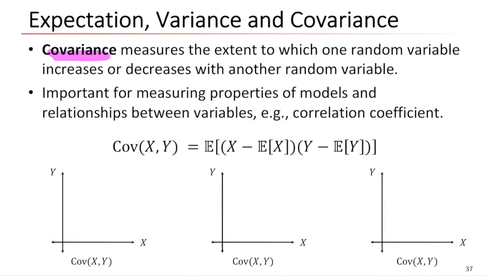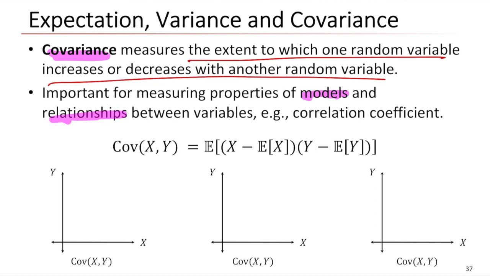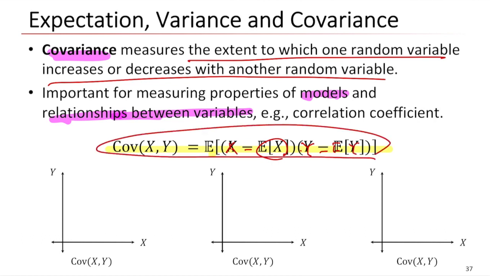So the final one is, what is the covariance? Covariance measures the extent to which one random variable increases or decreases with another random variable. What does that mean? Actually, covariance is very important for measuring the properties of models and the relationship between variables. It is defined like this: the covariance of x comma y is equal to the expectation of x minus the expectation of x, times y minus the expectation of y. Okay, so what does that mean?